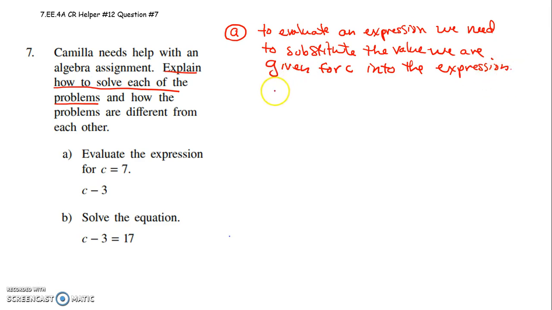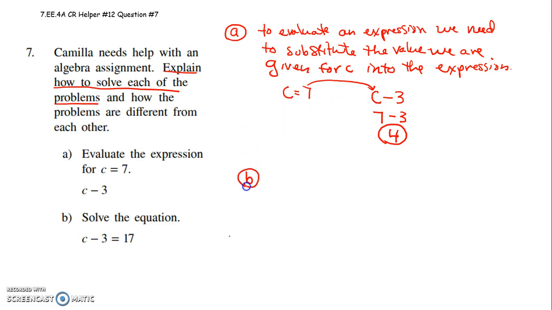So if you are given that C equals 7 and the expression is C minus 3, you just substitute a 7 in place of C. So then we have 7 minus 3. Then you simplify that expression. 7 minus 3 is 4. So that's how we evaluate an expression for a given value of the variable.